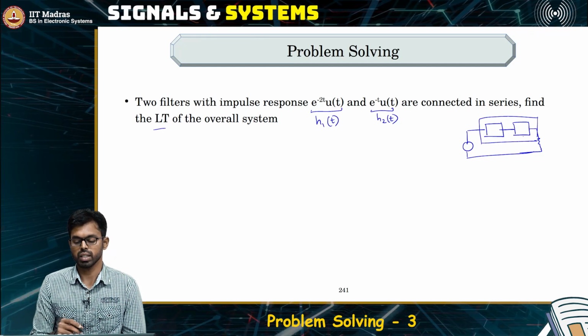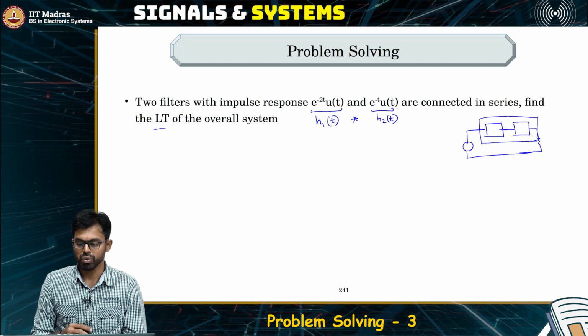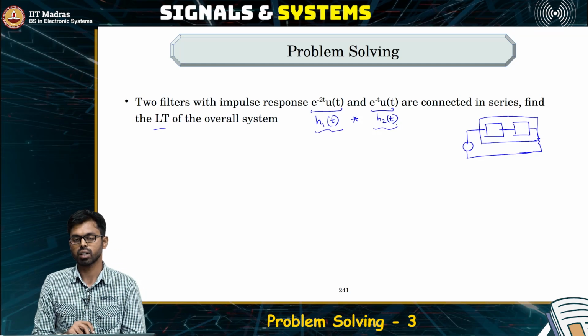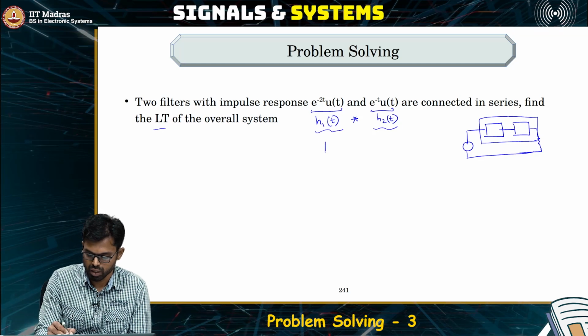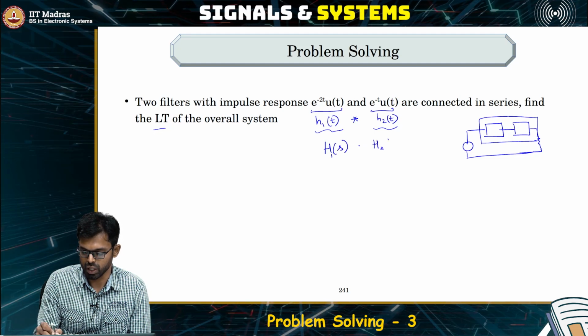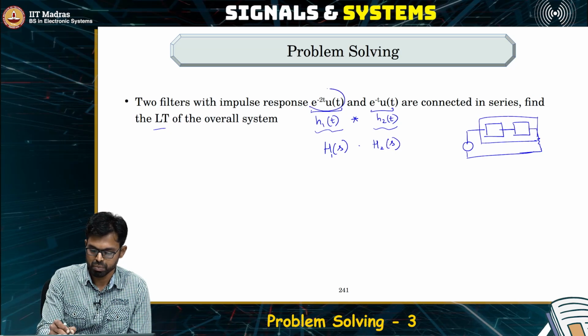The impulse response gets convolved. This is the impulse response of the overall system. How do you find the Laplace transform of two signals that are convolved in the time domain? It is just the product of their individual Laplace transforms. So what is the Laplace transform of this term?